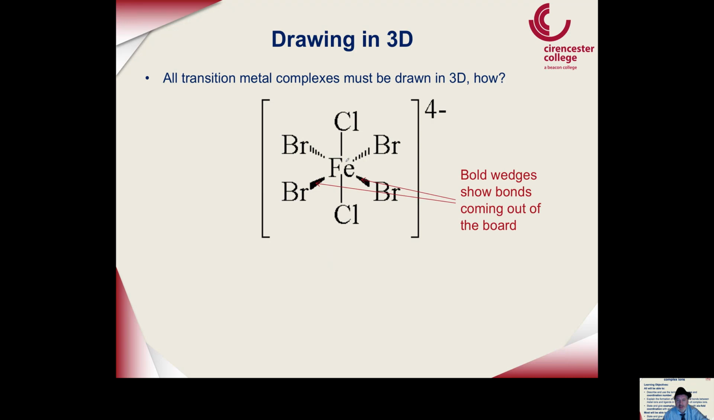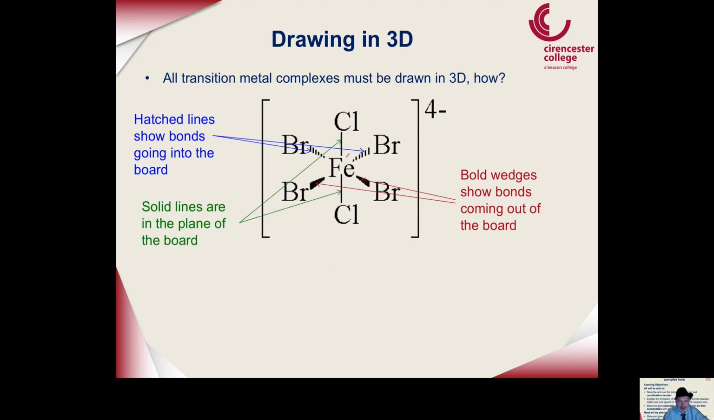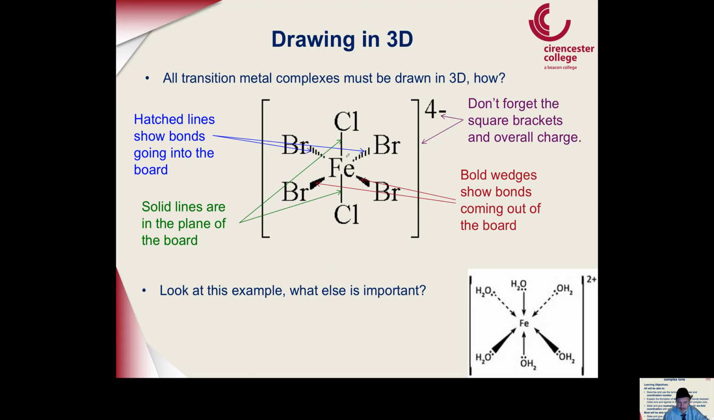So what we've done to draw this in 3D is we've got our bold wedges coming out of the screen, towards you. The ones that are dashed are going behind the screen, away from you. And the two chlorides here, or two chloros, are in the same plane as the screen. So we're using our wedge idea to draw out our 3D structures. That's what I just explained. Square brackets, overall charge, very important.